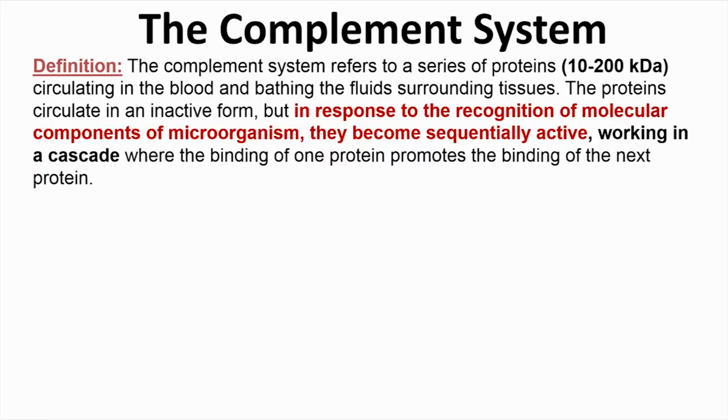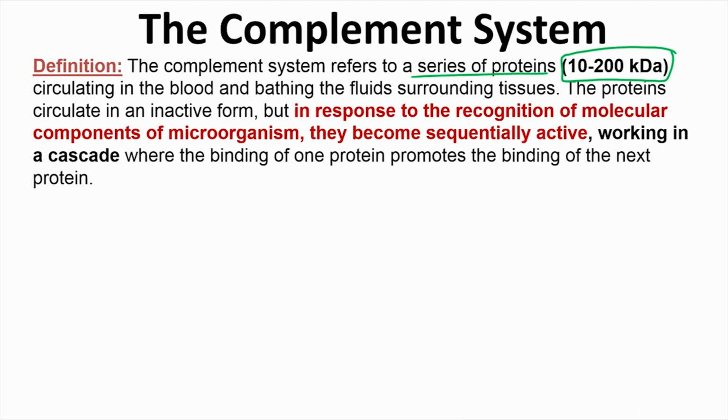Okay, so let us talk about the complement system. I already defined it a bit, but a complement system refers to a series of proteins, typically in a wide size range from 10 to 200 kilodalton, that are circulating in the blood. They are bathing different fluids and tissues. So, they are essentially circulating and sampling everything.